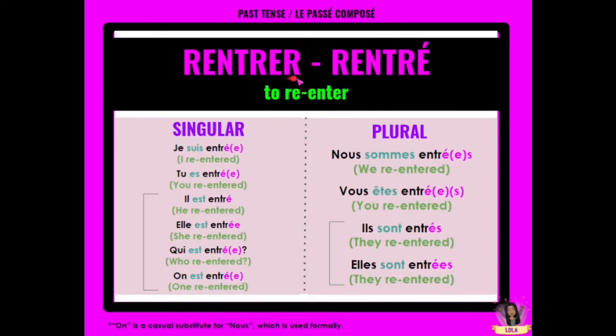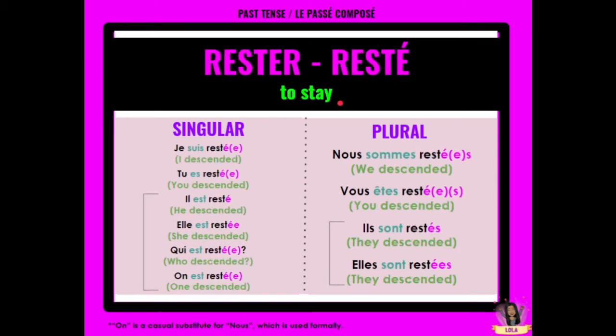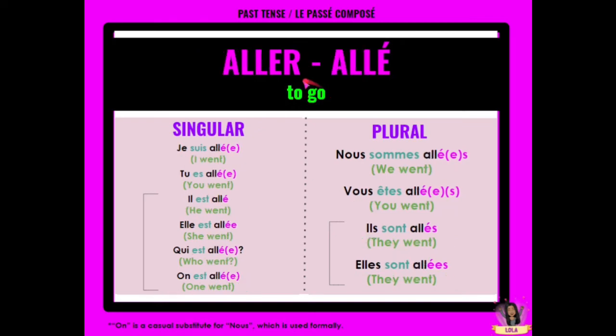Rentrer is another regular one, ER changing to é, and it means to re-enter. Tomber is a regular one, ER changing to é, and it means to fall. Rester is a regular verb, ER changing to é, and it means to stay. Aller is another regular one, ER to é, and it means to go.